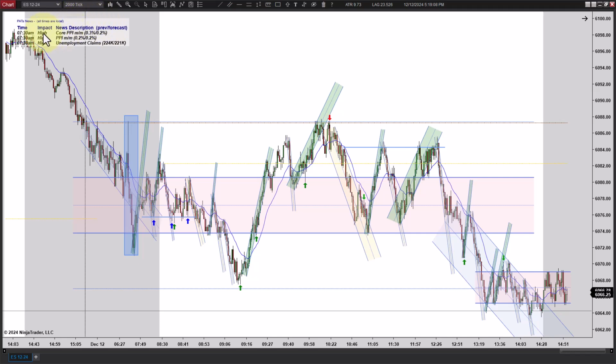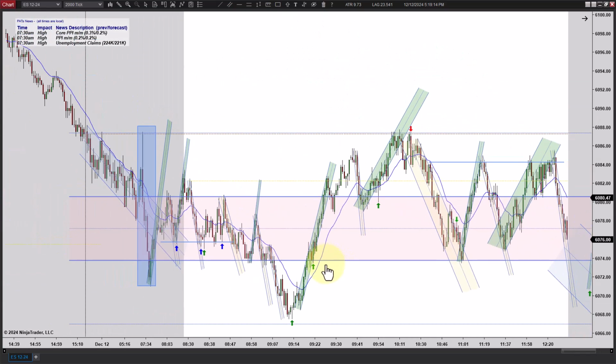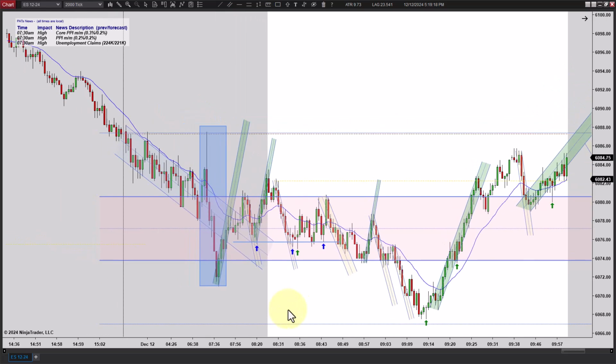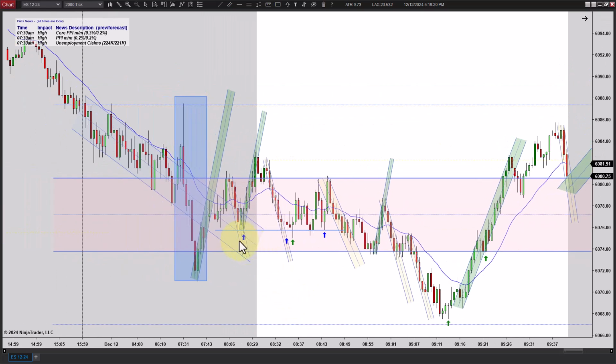Now we did have 7:30 news this morning again. The unemployment and CPI, I did mark that out. So you really couldn't take a trade this morning until after that news item. So it's going to be after 7:30, and really by about 7:45 or so, the market had kind of settled back down.